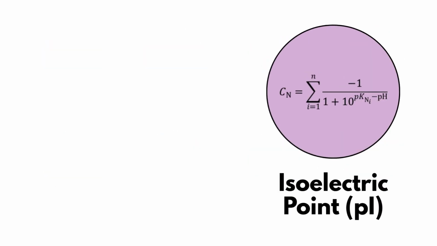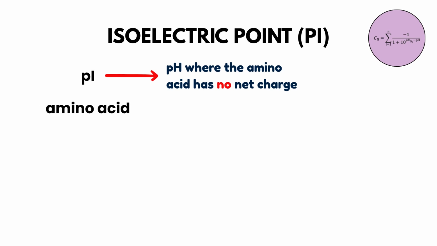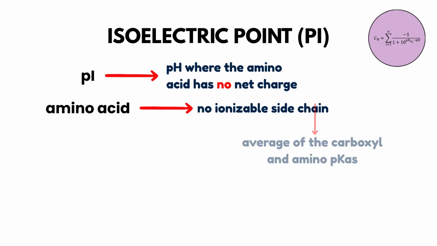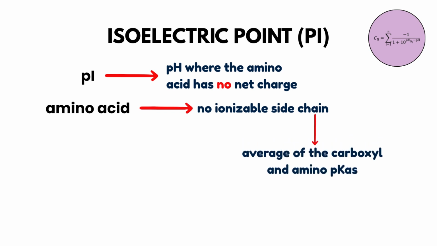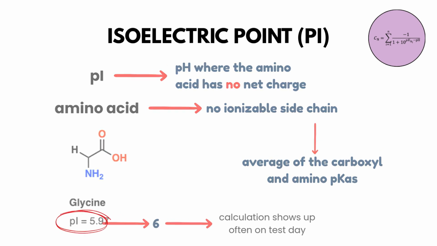Isoelectric point, pI. The pI is the pH where the amino acid has no net charge. For a simple amino acid with no ionizable side chain, take the average of the carboxyl and amino pKa's. Example, glycine has a pI near 6. This calculation shows up often on test day.